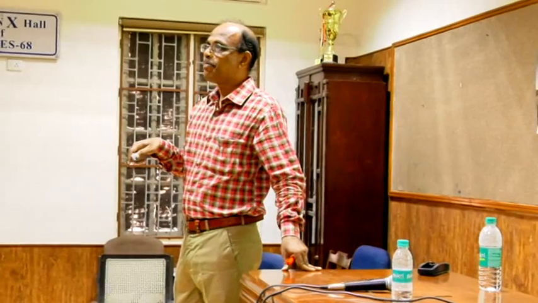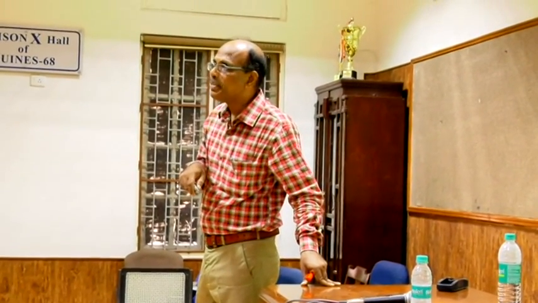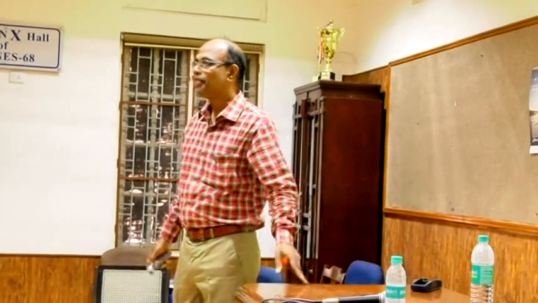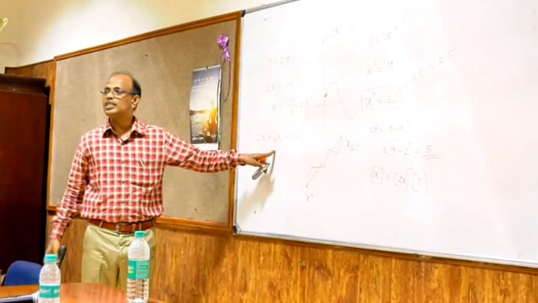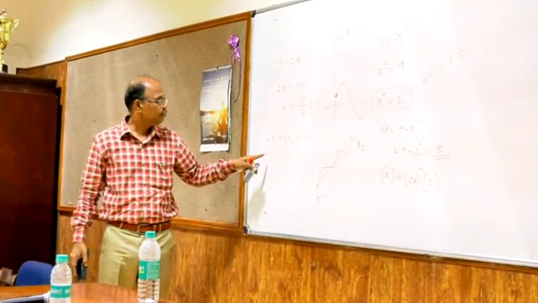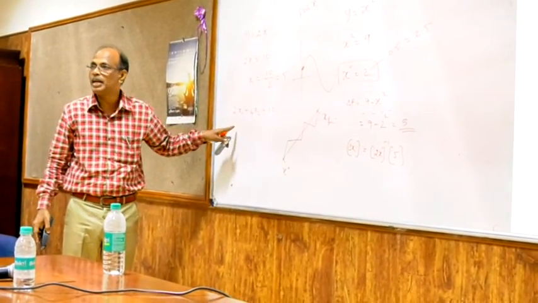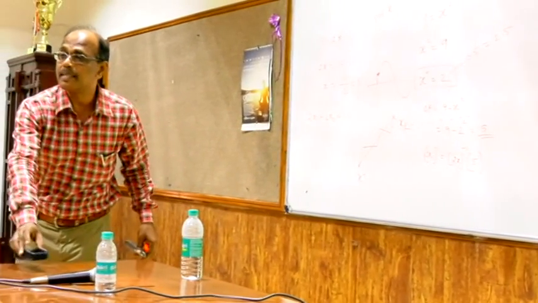If the number of variables is more than the number of equations, then there will be an infinite number of solutions. For example, consider this: the number of equations is 1, but the variables are 2. If you put x1 as 0, you will get one value of x2. If you make it 1, you will get another value. So there will be an infinite number of solutions. So if you want a unique solution, the number of equations must equal the number of variables in the problem.